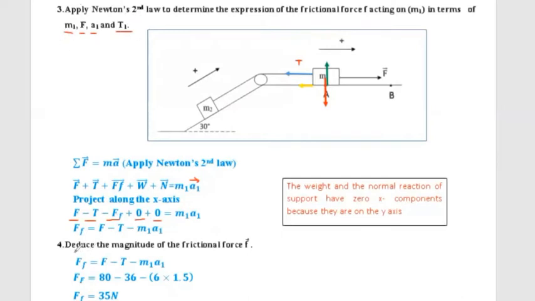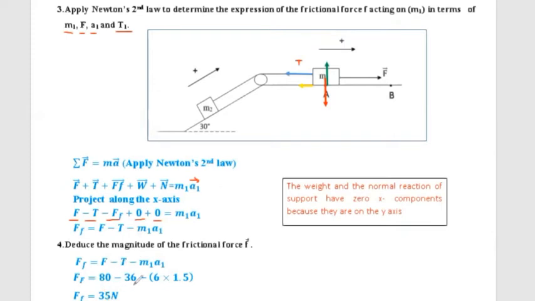In this part, we have to deduce the magnitude of the frictional force Ff. We start from this equation here. So the force of friction equal the traction force minus T minus m1 times a1. We have the values of all of them. We just substitute them to get the value of the force of friction. So Ff equal 80 newtons.